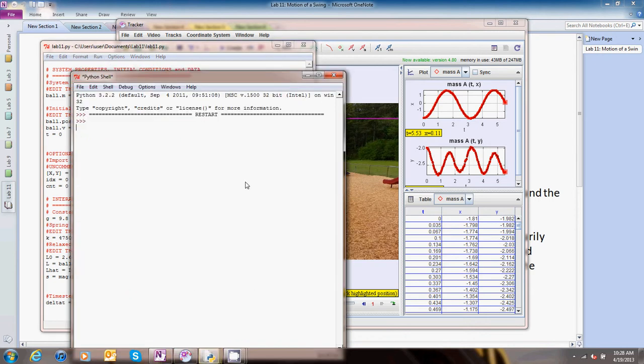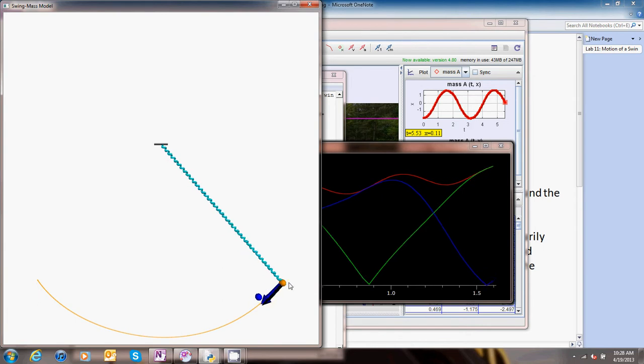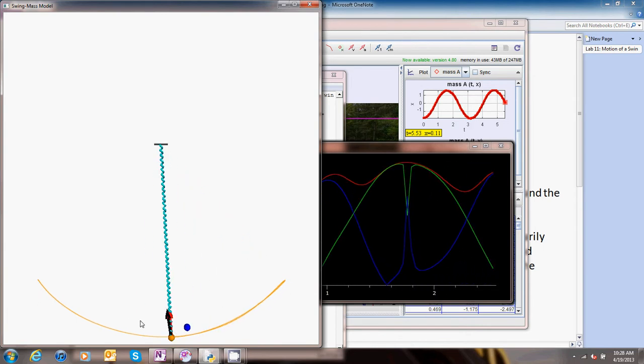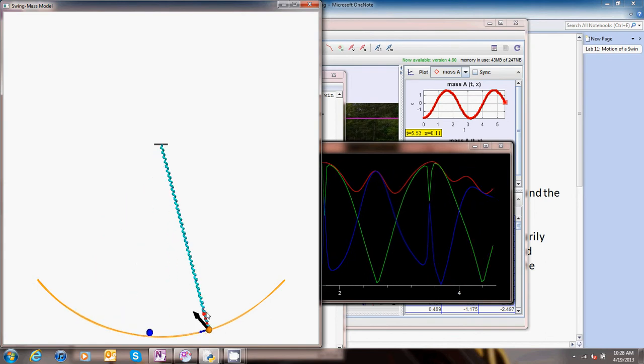So here's a run of the module. The black arrow is the total net force, the red arrow is the perpendicular net force, and the blue arrow is the parallel net force.